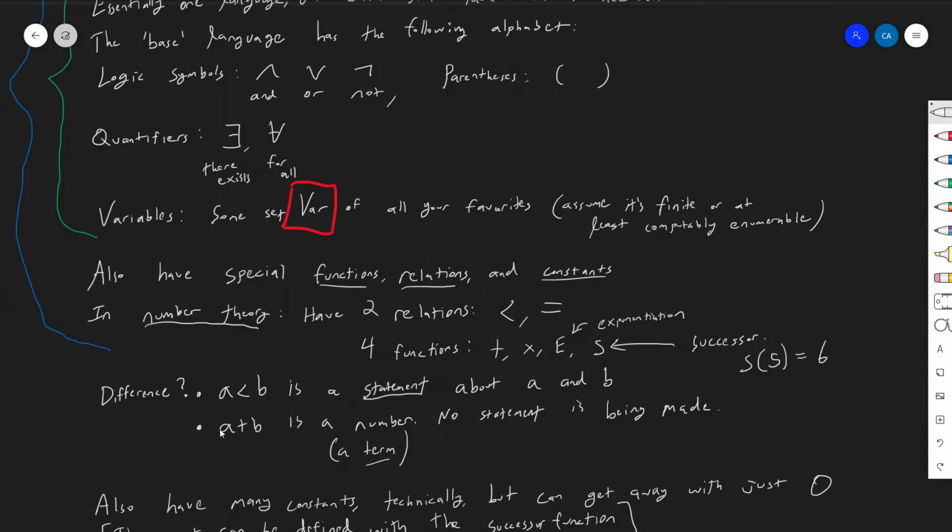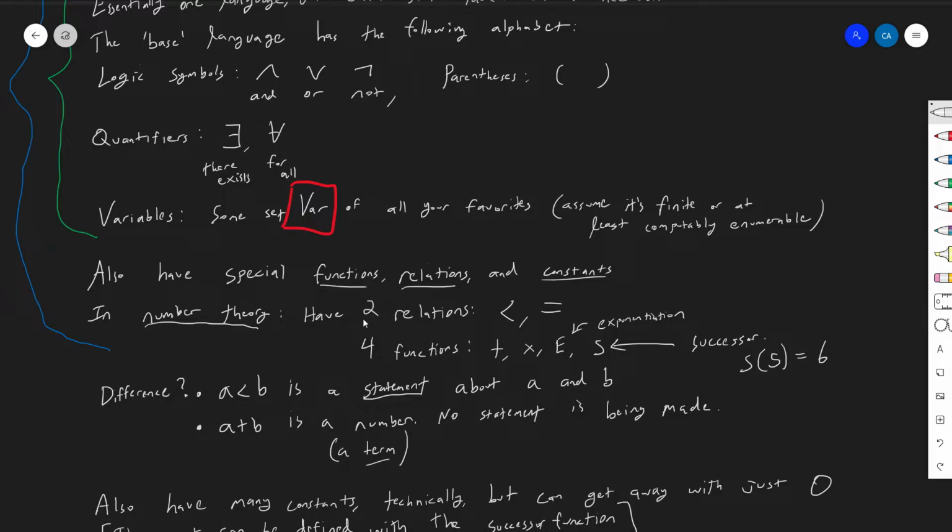Compare that to putting them on either side of a plus sign. This is not a statement about A and B. This is a number, or a term in a more general sense. So we have terms, and then we have statements that we might want to make. No statement is being made for putting two variables on either side of these three things. You don't get a statement about them. You just get another number in principle, at least up to interpretation. That is the difference between relations and functions.